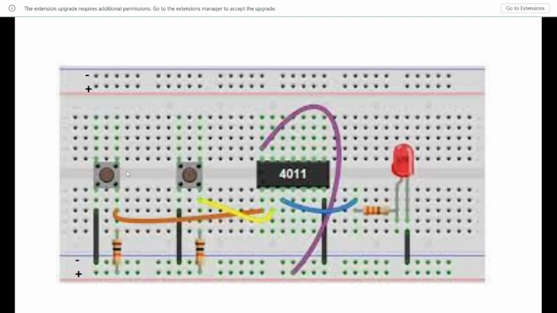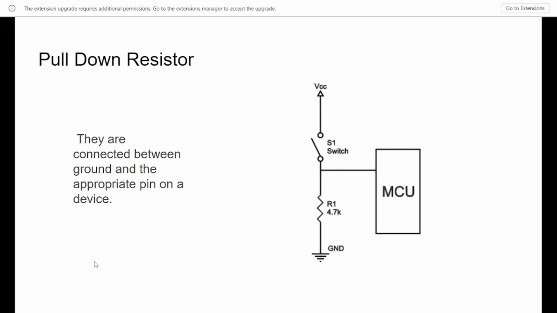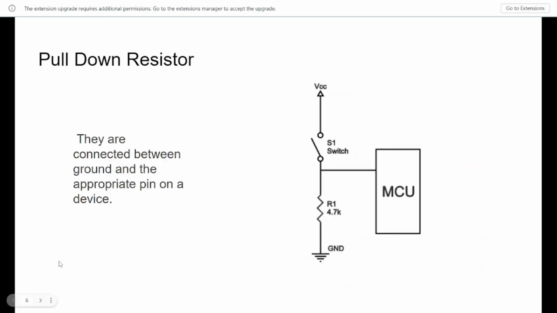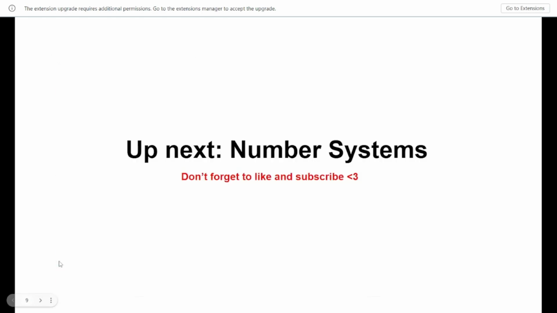How about this one? We have here power, resistor, switch or button, button to ground. What kind of connection is that? So that is an example of a pull-up resistor. Power, resistor to button, button to ground. So at least you have an idea.